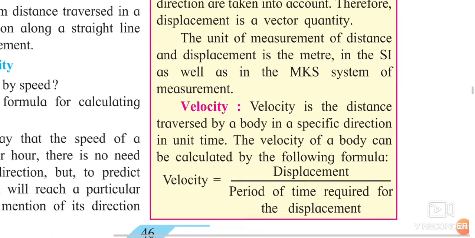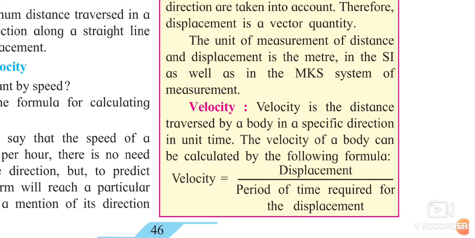Now what is meant by velocity? Velocity is the distance traveled by an object in a specific direction in unit time. How much distance you are traveling in that particular time is the velocity. For example, we will take Devgarh to Kankavli. You are traveling from Devgarh to Kankavli. Suppose Devgarh to Kankavli is about 60 kilometers. We will assume this.